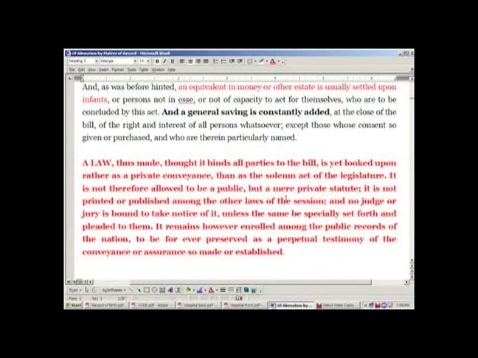And as was before hinted, an equivalent of money or other estate is usually settled upon infants, or persons not in existence or not in capacity to act for themselves, who are to be concluded by this act. And a general savings is constantly added at the close of the bill, of the right and interest of all persons whatsoever, except those who consent to be given or purchased, and who are therein particularly named.